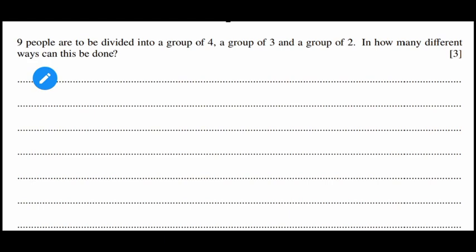9 people are to be divided into a group of 4, a group of 3 and a group of 2. In how many ways can this be done? So the question says that we have 9 people. These 9 people are to be divided into a group of 4, a group of 3 and a group of 2.